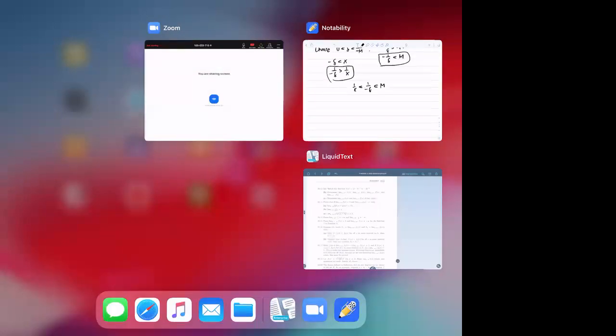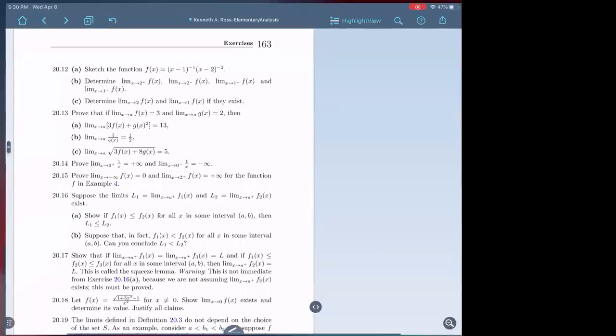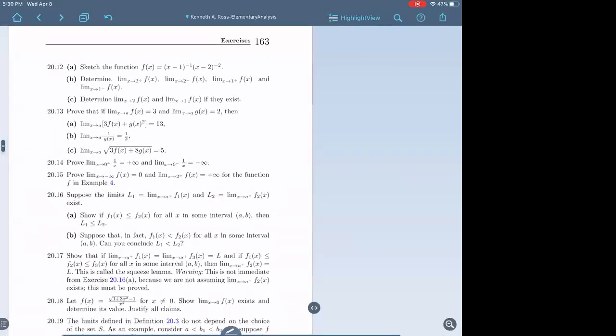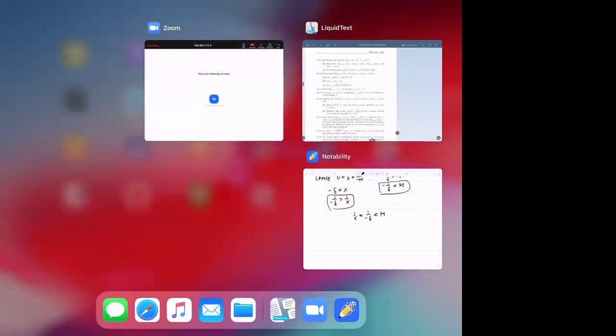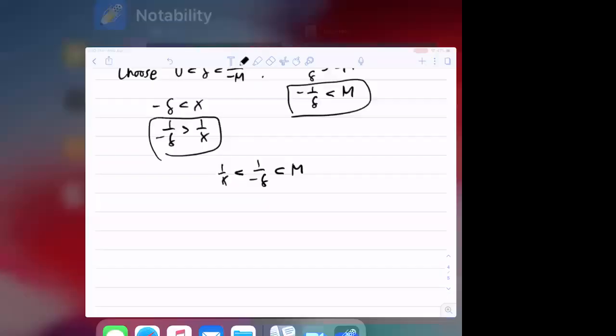I'll try to choose even numbers, right? Because odd numbers sort of have solutions in the back. So let's do 20.16, yeah? Suppose the limits L1 and L2 exist. Exercise 20.16.